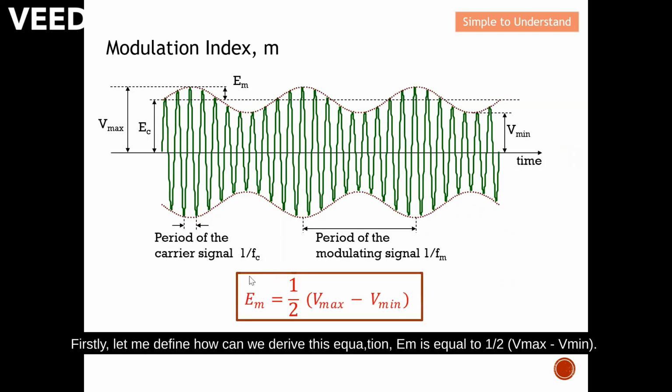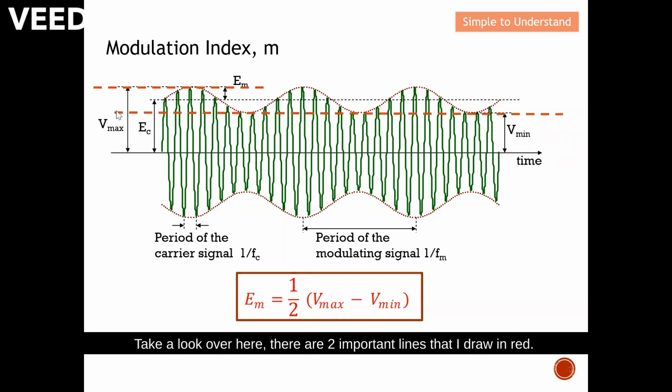Firstly, let me show how we can derive this equation. EM is equal to half of Vmax minus Vmin. Take a look over here. There are 2 important lines that I have drawn in red. Can you see how I can calculate the interval between the 2 red lines? If I do Vmax minus Vmin, I get the interval between the 2 red lines. From this diagram, if I divide by 2, I get my EM. So this is how I obtain this equation. To get EM, I use Vmax minus Vmin, and then divide by 2 since they are symmetric.